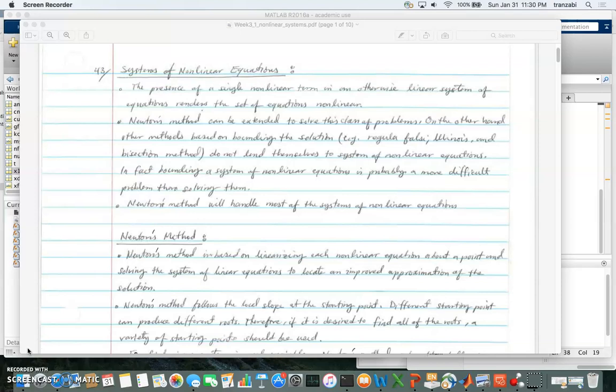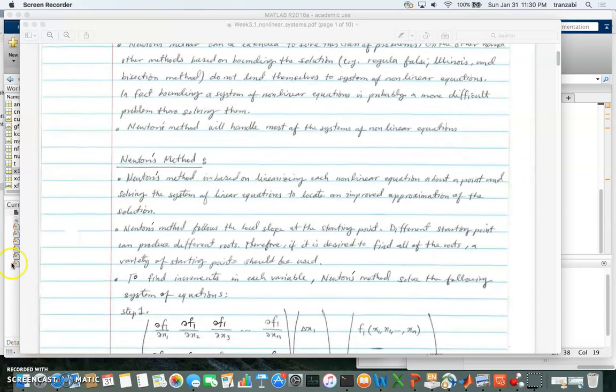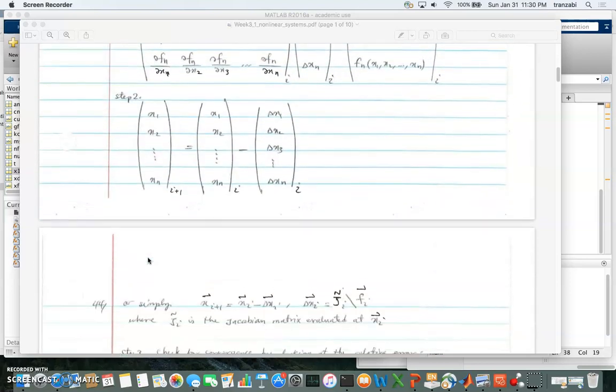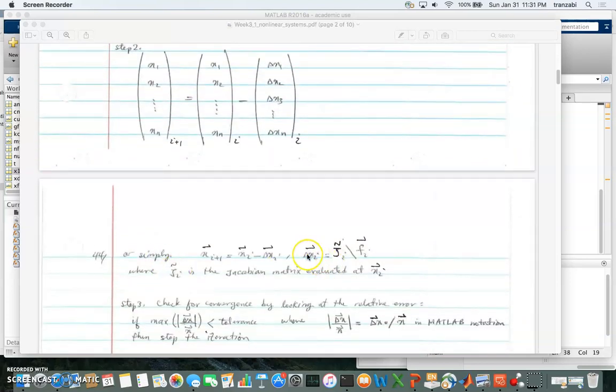I'll be talking about Newton's method in multi-dimensional cases. So we learned about Newton's method in the one-dimensional case, where we iteratively solve for the unknown x using an equation like this. For every initial guess x_i, we find the next guess x_(i+1) using this equation, where delta x is the change in x at every iteration, and this delta x was found through solving a linear system.